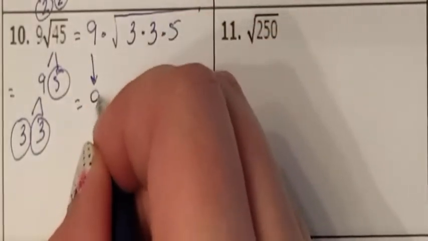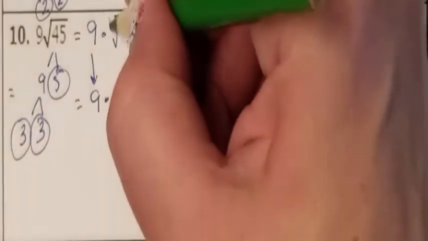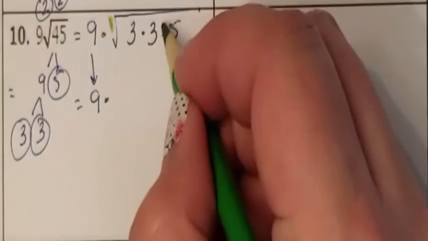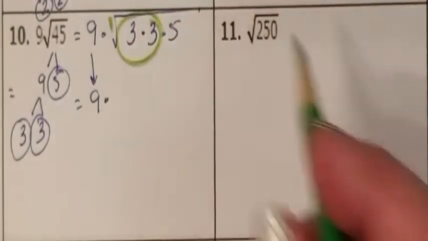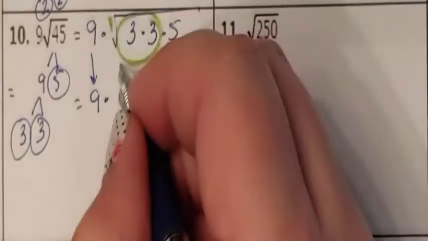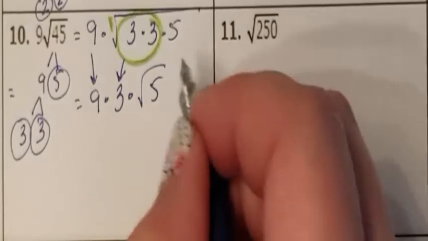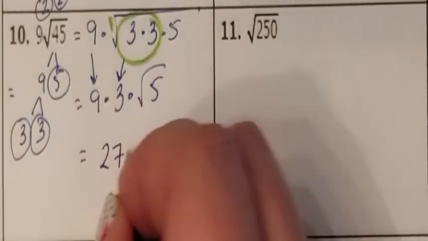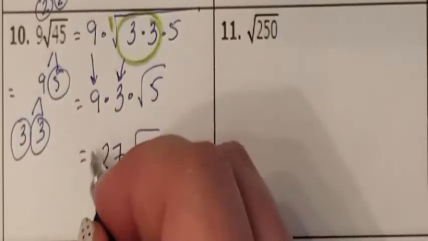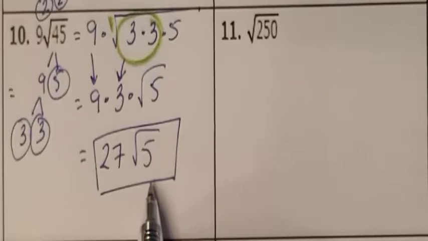The 9 is already out here. You cannot forget about your 9. Because the root out here is 2, that means I'm doing pairs. So here's a pair of 3's. I cannot find a pair of 5's, so he has to stay inside. So the 3's, because they paired, they got to escape. The 5 has to stay inside because he couldn't make a pair. So 9 times 3 is 27, and the 5 had to stay inside because it could not pair up. So my answer is 27 times the square root of 5.